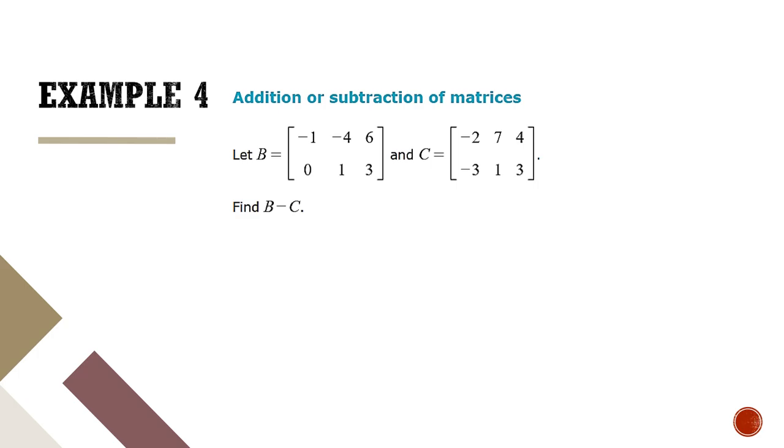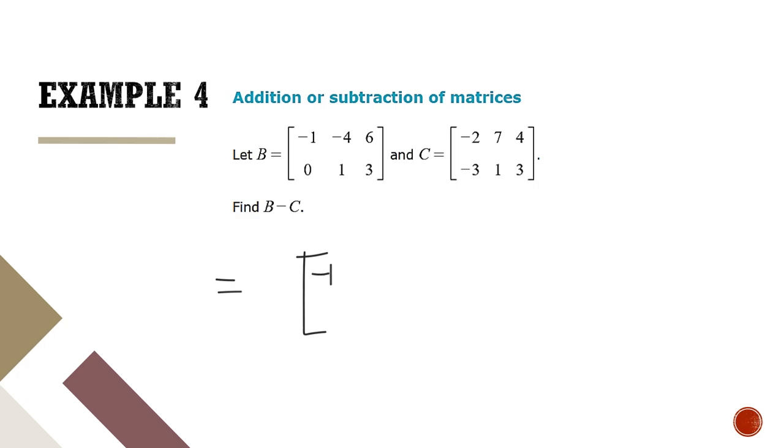So like I said, they have to be the same size. They're both 2 rows by 3 columns. Then we just, in this case, subtract the elements of C. So when we do B minus C, we're doing -1 minus a -2, which turns into +2. So it's like +1. Maybe I'll write this out.